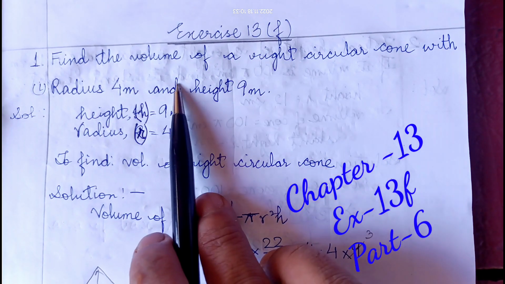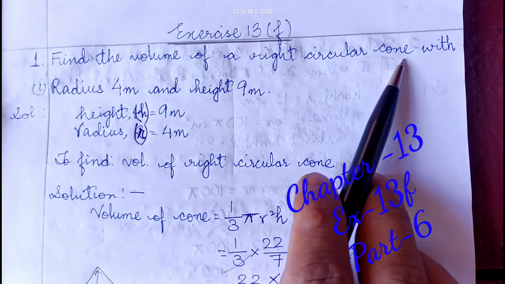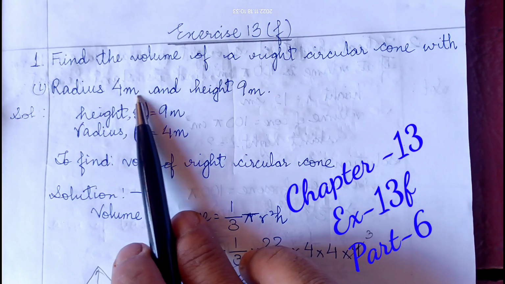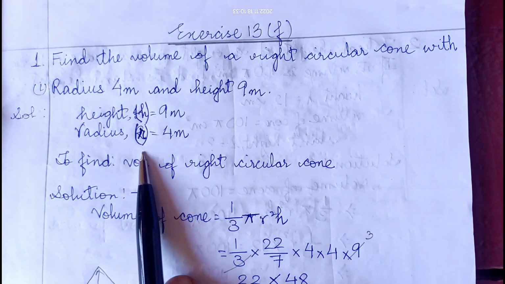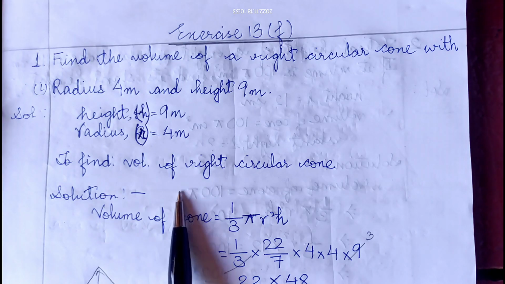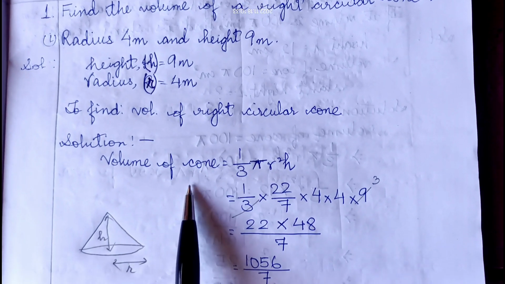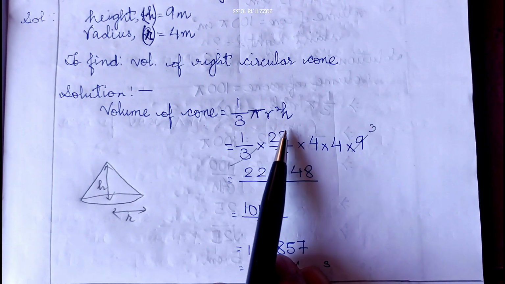In 13F, first question is find the volume of a right circular cone with radius equal to 4 meter and height is 9 meter. So here h equals 9 meter, r equals 4 meter, and we have to find the volume of the cone. We know the volume of the cone formula is 1 by 3 pi r square h.